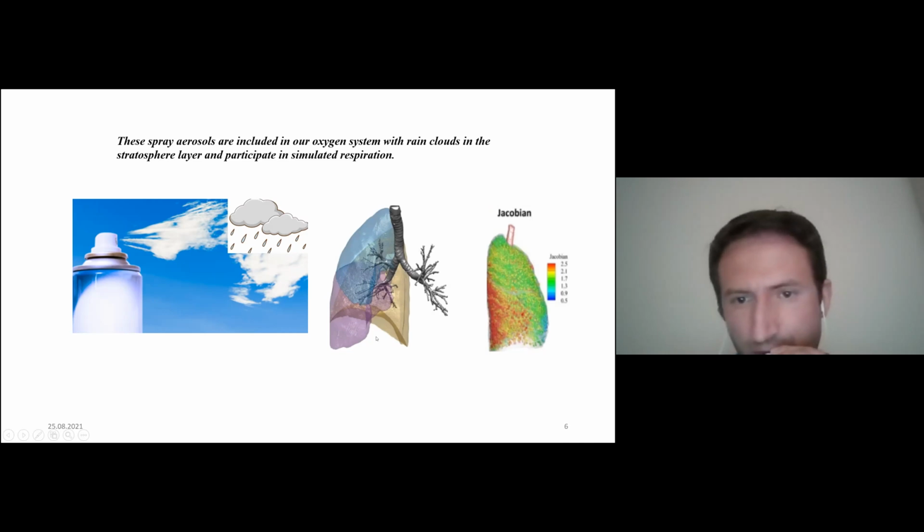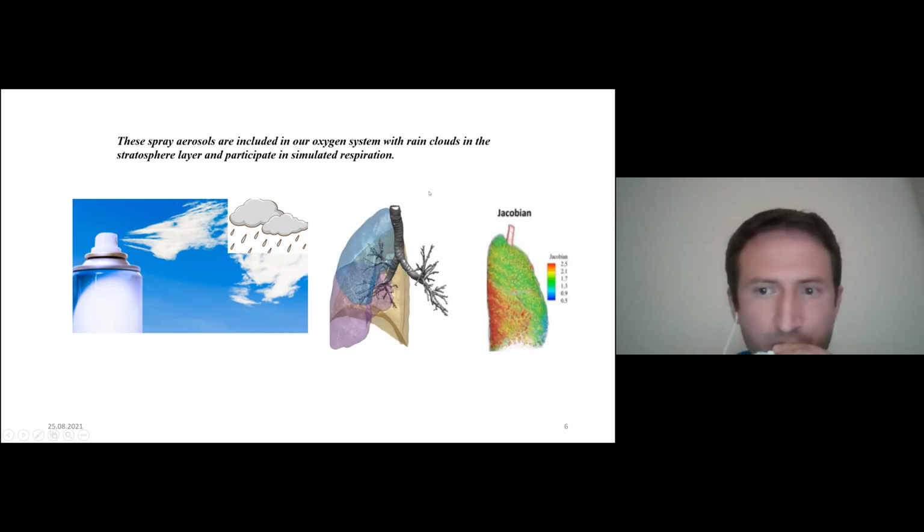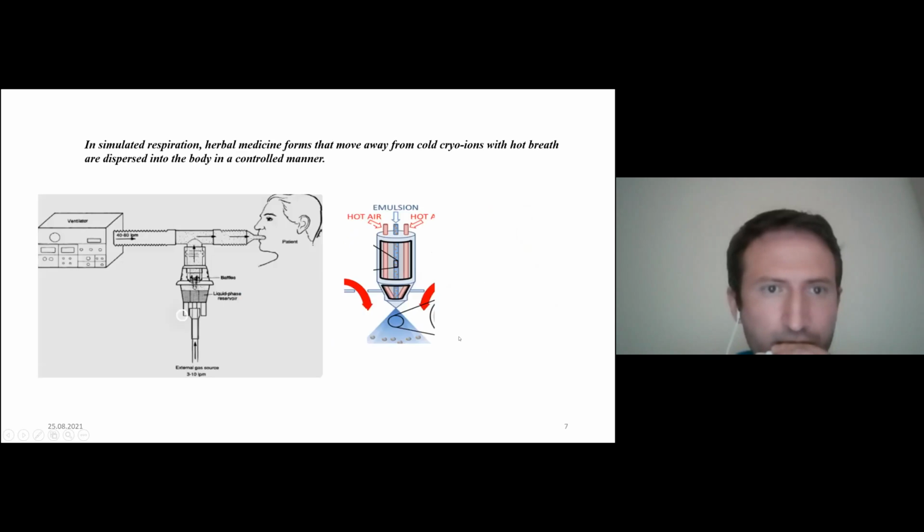and our alveoli and the Jacobian forms of alveoli, simulating some particles, including any kind of disease damage on the alveoli, for example the damage from COVID-19, etc. And then in simulated respiration, herbal medicine forms that move away from cold cryo ions with hot breath are dispersed into the body in a controlled manner.